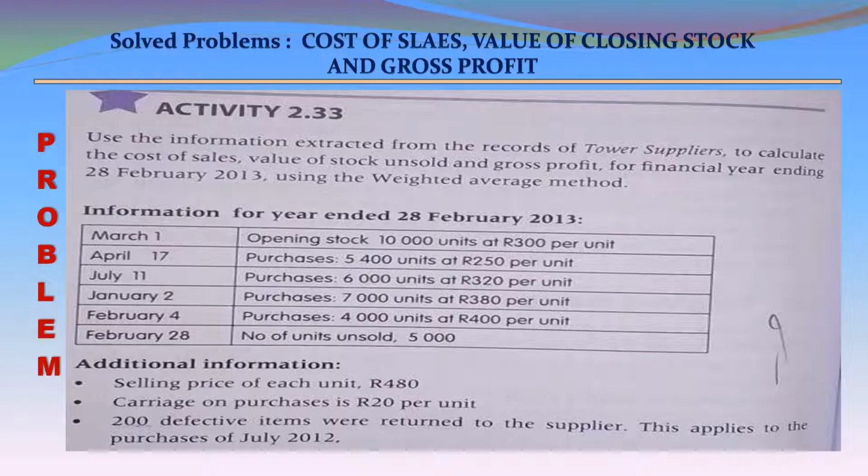February 28. Number of units sold 5,000. Additional information. Selling price of each unit 480. Carriage on purchases is 20 per unit. 200 defective items were returned to the supplier. This applies to the purchases of July 11.